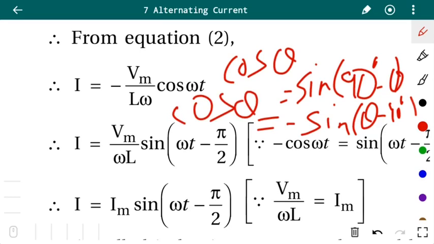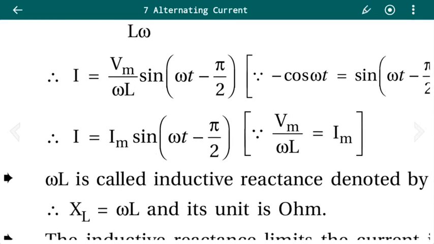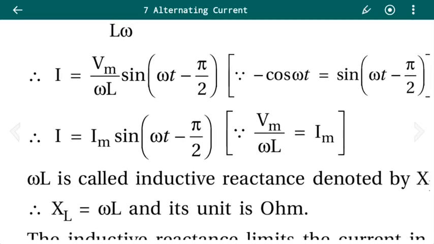So cos theta is equal to minus sine theta minus 90 degree. Taking minus on both sides, the right hand side becomes positive, that is minus cos theta equals plus sine theta minus 90 degree. So replacing this minus cos omega t by sine omega t minus 90 degree, that is pi by 2, the equation becomes I equals Vm upon omega L sine omega t minus pi by 2.